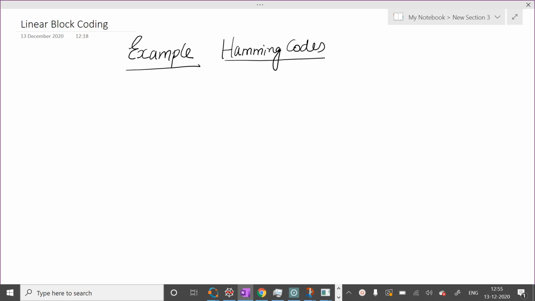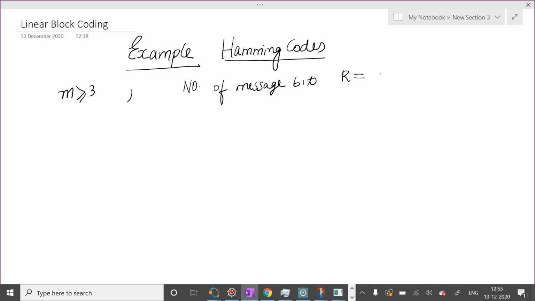So in Hamming codes, we have a parameter m, a positive integer with value at least 3. And then these are the parameters. The number of message bits k is taken to be 2 to the power m minus m minus 1 for a particular m. It will become more clear when I take a particular value of m.